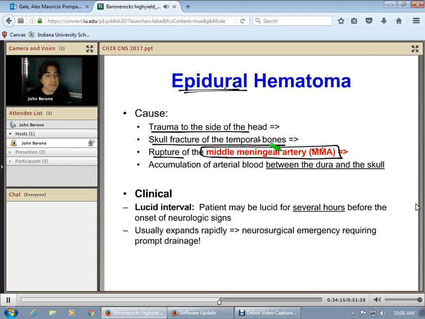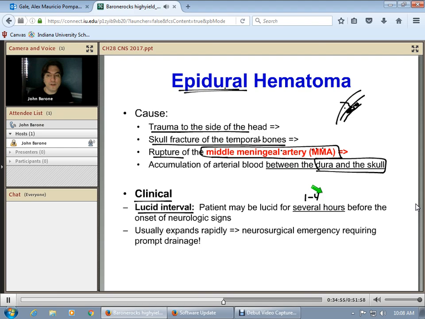Now, this blood is going to accumulate since this artery is in between the skull. So here's the skull, and then here's the dura. The artery is in between them. So when I get a skull fracture, you're going to bleed in this space. And now it's going to separate the dura from the skull, because the dura should be up against the skull. Okay, so bleed between the dura and the skull. All right, now clinically, when you hit your head, it's going to hurt. You got a skull fracture, but there's often a lucid interval. That means you're still with it, and then you go into coma. There's a lucid interval.